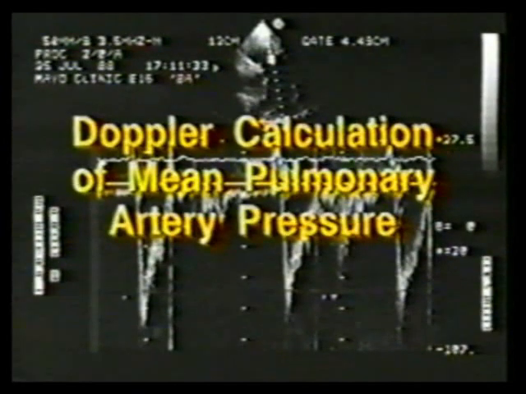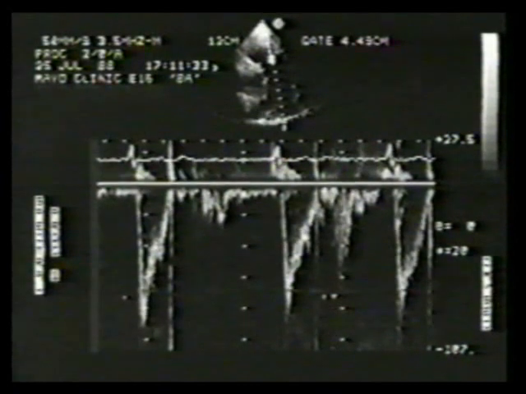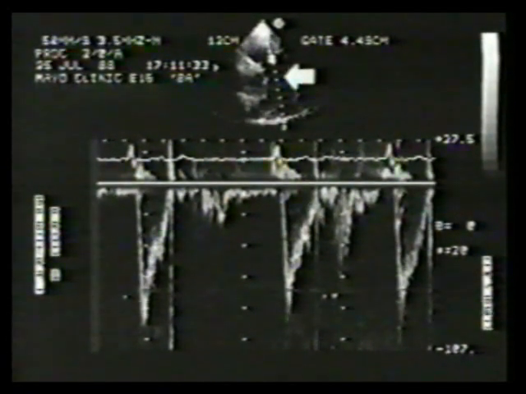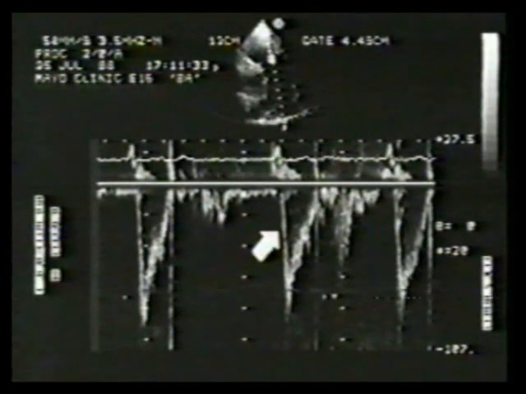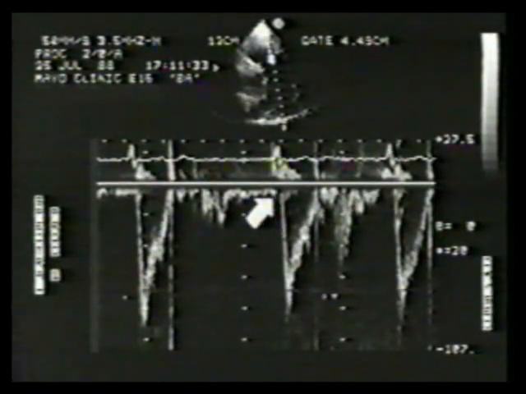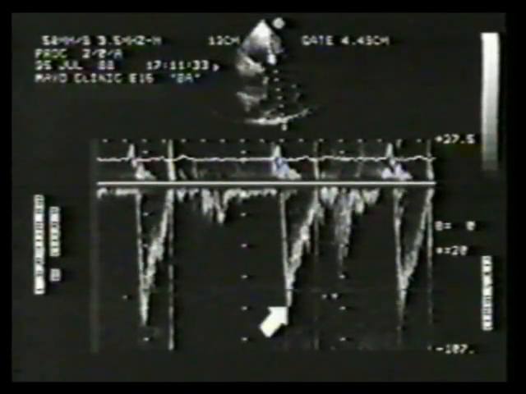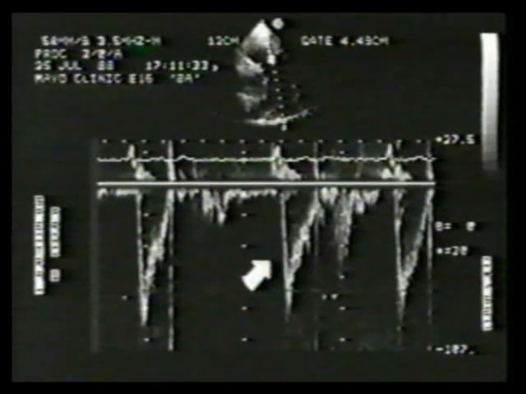Several authors have demonstrated the correlation between mean pulmonary artery pressure and the pulmonary acceleration time, which is obtained by placing the pulsed wave sample volume either in the proximal pulmonary artery or in the right ventricular outflow tract just proximal to the valve. We favor this latter position. The resultant RVOT velocity envelope is used to determine the acceleration time, which is measured from the onset of flow to the peak. In pulmonary hypertension, the acceleration time becomes shortened.